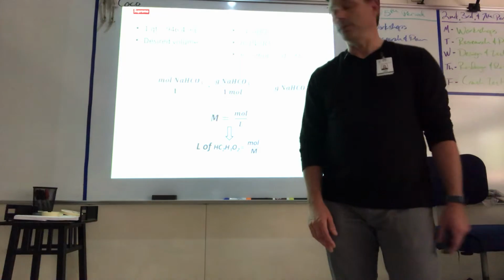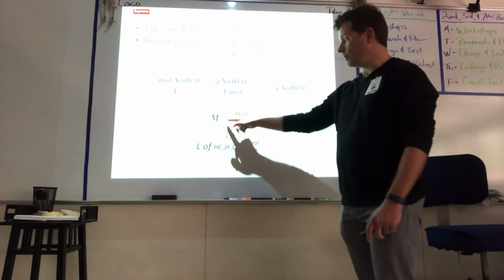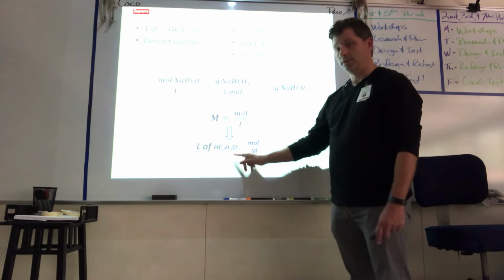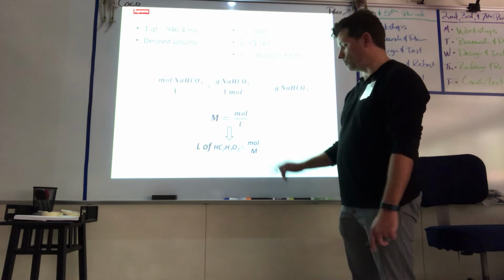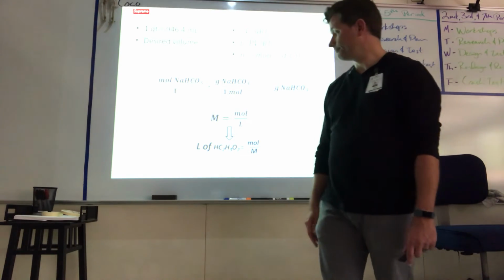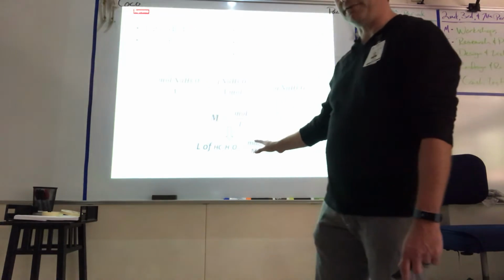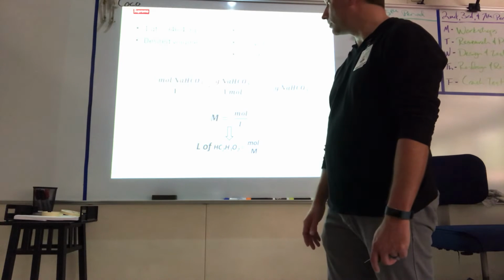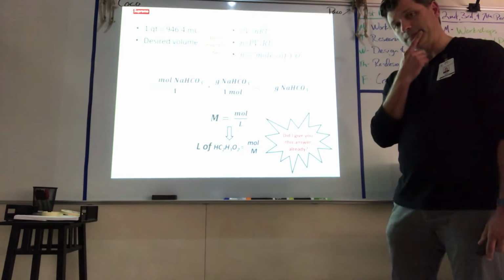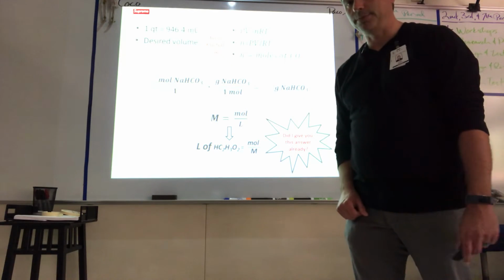What about the vinegar? If molarity is moles over liters, we rearrange it. Liters of acetic acid is equal to moles over molarity. I might have some of that information that I just figured out. So, did I already give you this? You can figure this out.